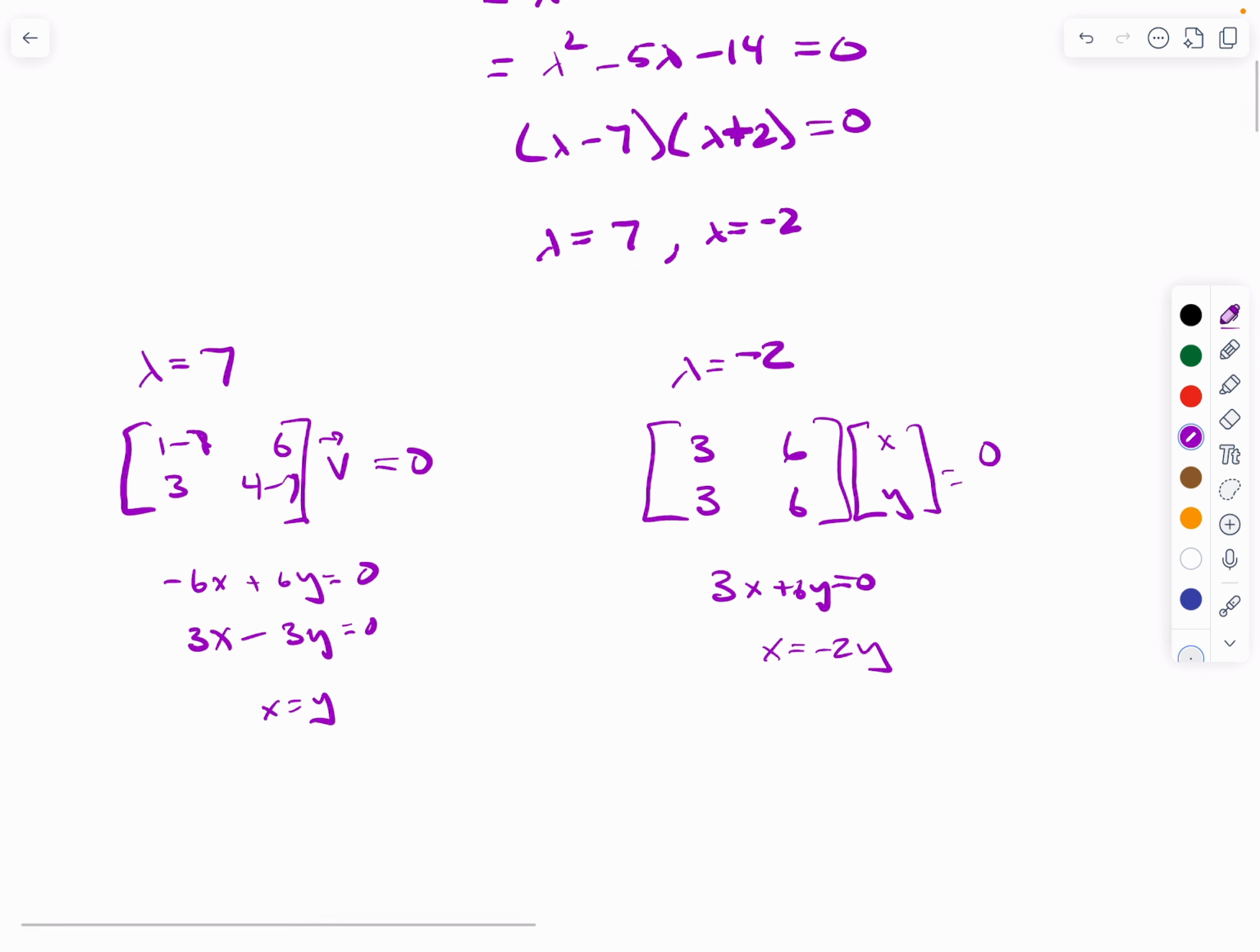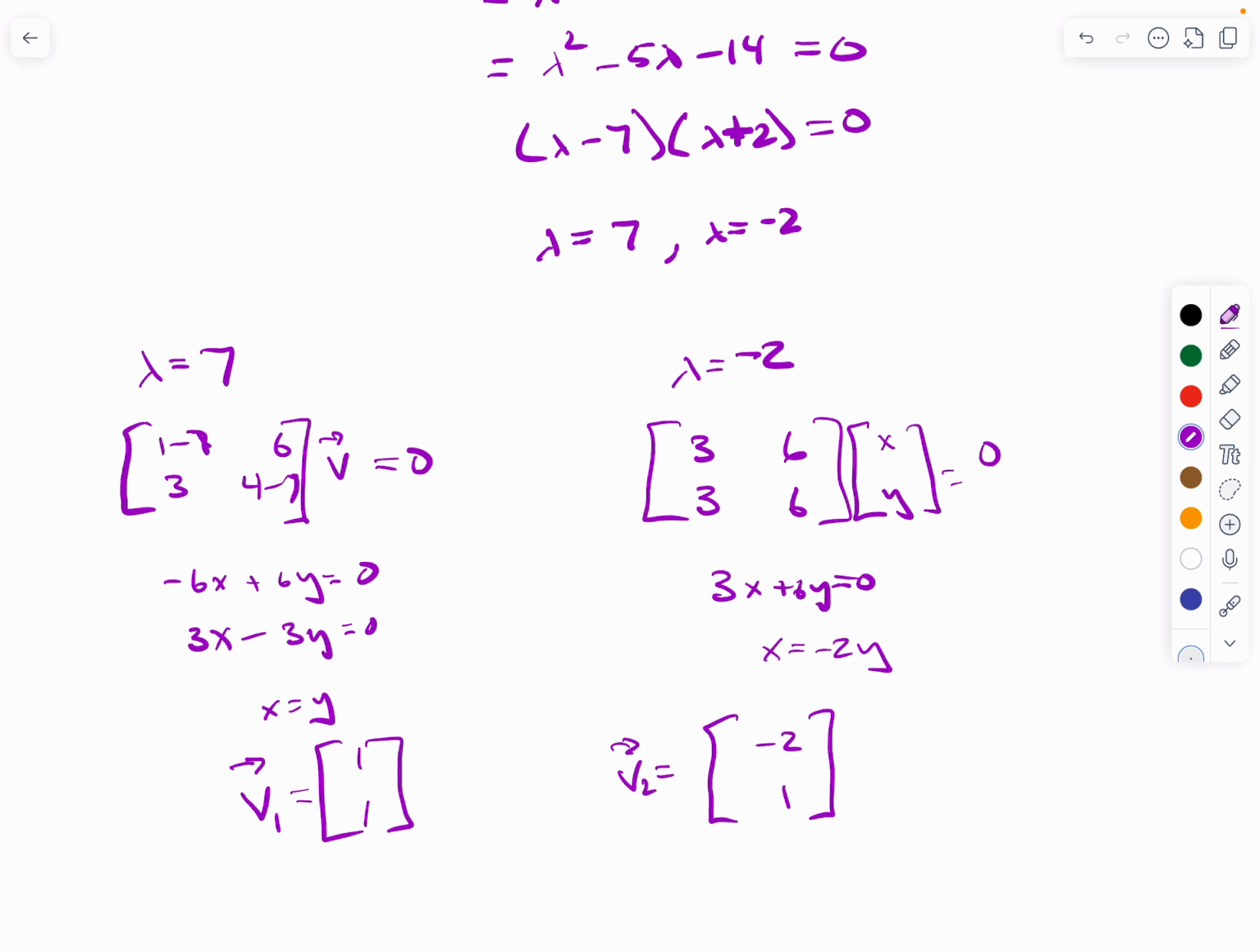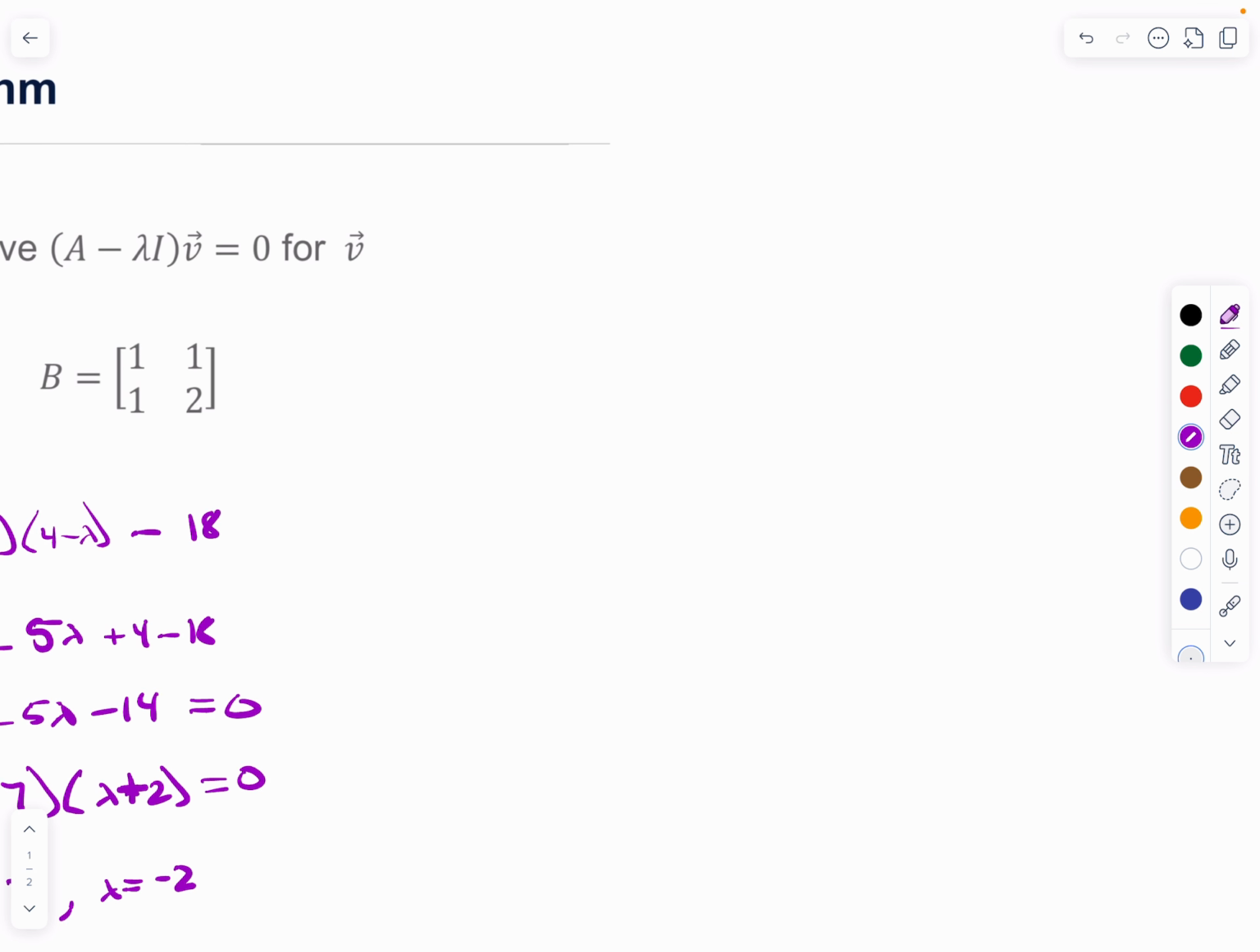So my eigenvector, we'll use this vector, it's just going to be 1, 1. It can be anything that has the same top and bottom, the x and y. As long as x and y are the same in this one, as long as x is negative 2 times y in the other, you're okay. So that's that one.